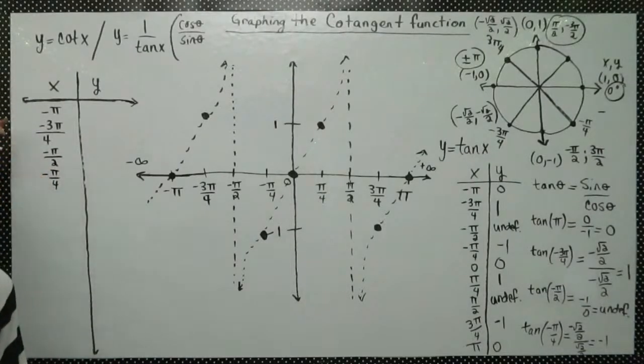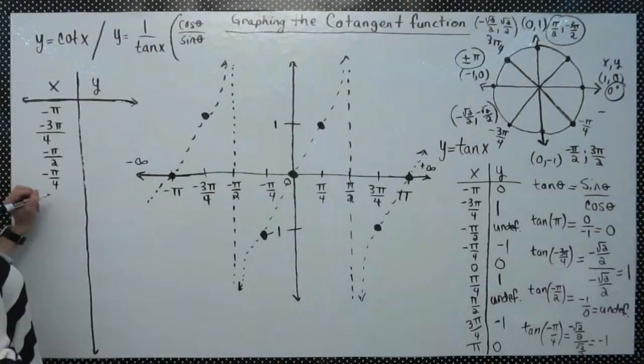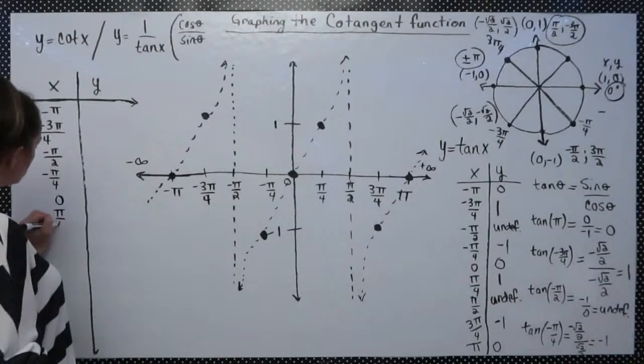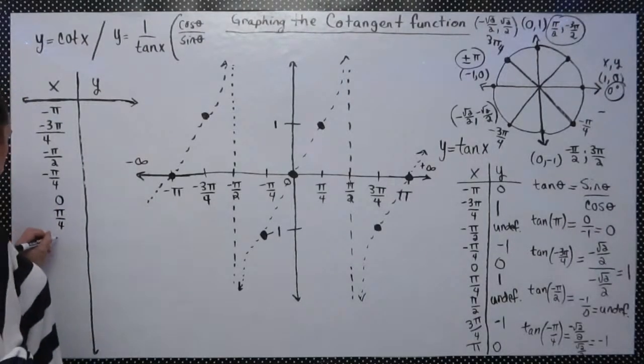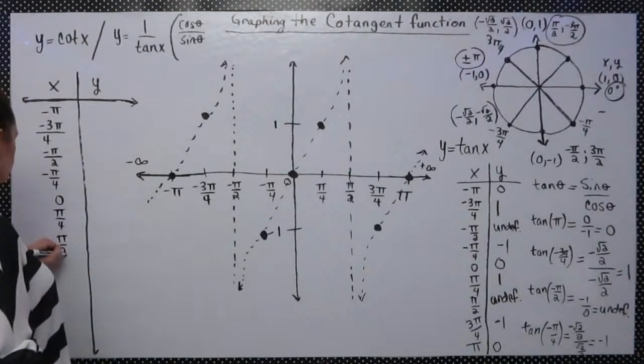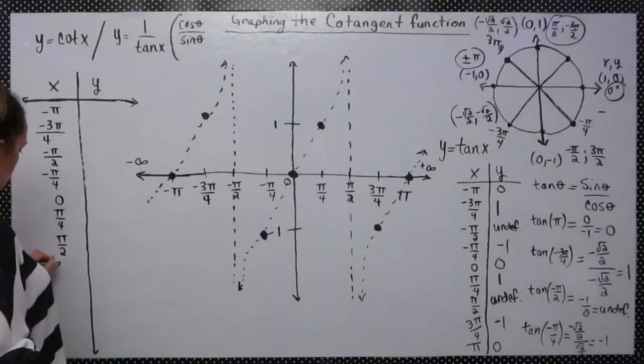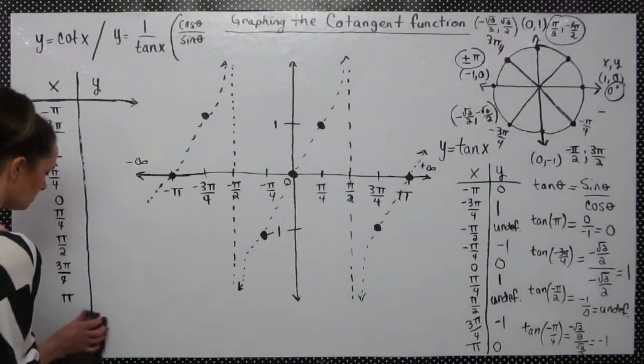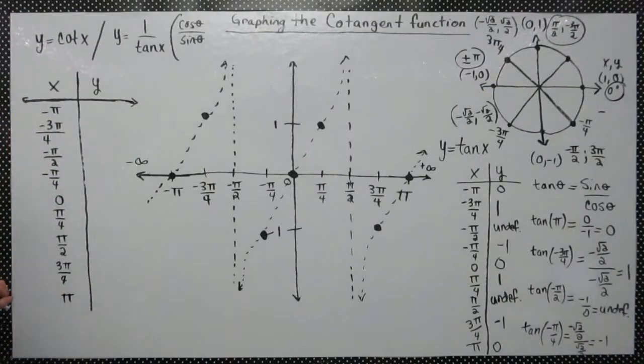So we've got pi, -3 pi over 4, -pi over 2, -pi over 4, 0, pi over 4, pi over 2, 3 pi over 4, and pi. And looky there, we got some room on the bottom. Okay, good.